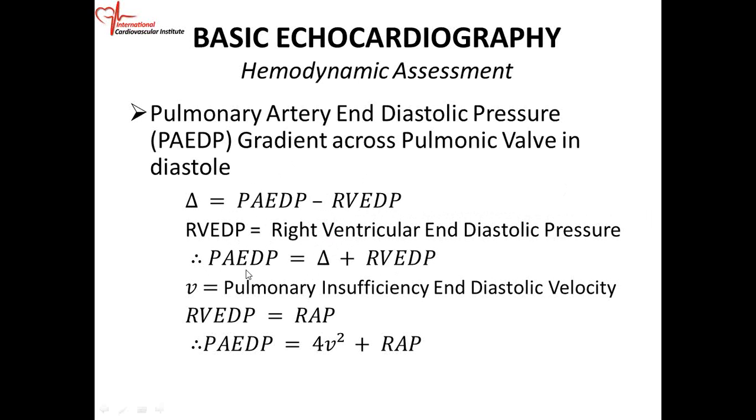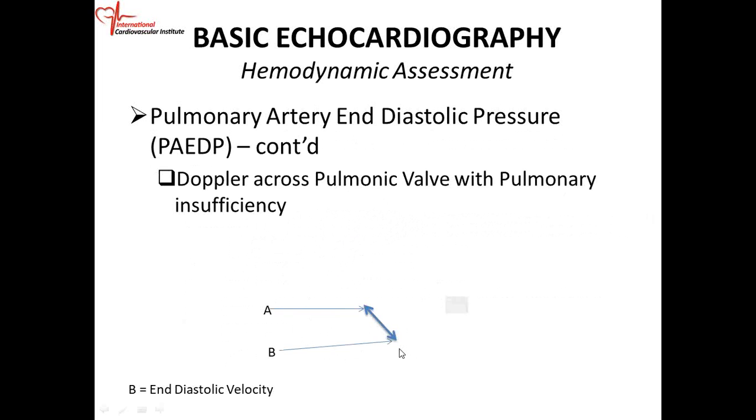You need to have pulmonary insufficiency to do that. But those of you who do hands-on echoes know that up to 70, 80% of your patients are going to have some amount of pulmonary insufficiency. So the gradient is equal to 4V squared. Your right ventricular end diastolic pressure is the same thing as your right atrial pressure. We have a separate lecture to go over that.